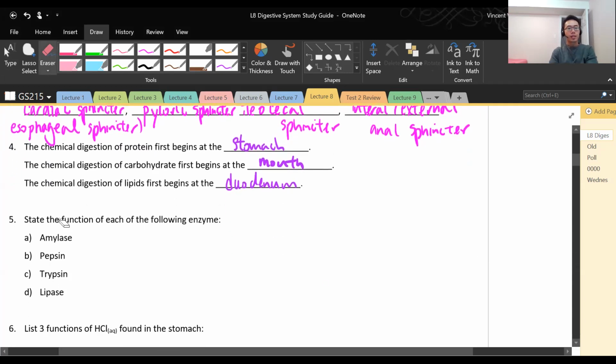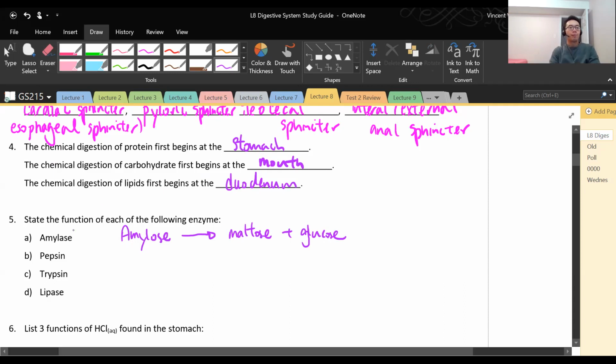Okay. So state a function of each of the following enzymes. So amylase is going to break down amylose. Amylose is found in starch, right? So the amylase is going to break down amylose into perhaps some maltose, or some glucose. It's hard to really write it in a chemical equation because amylose is basically many glucose together, right?